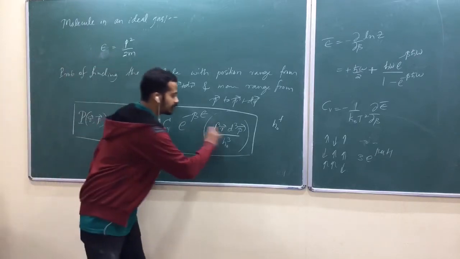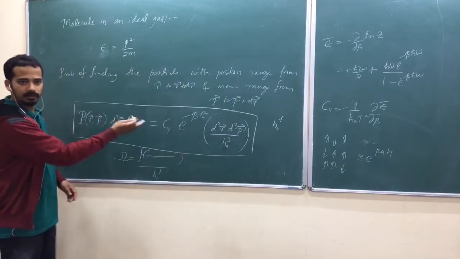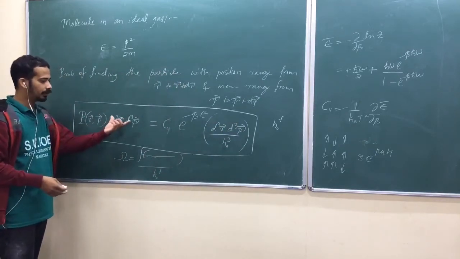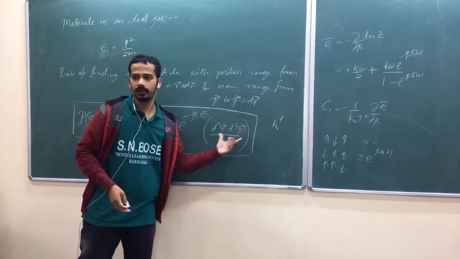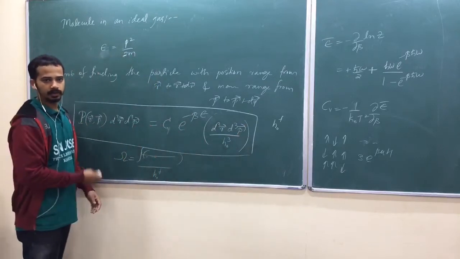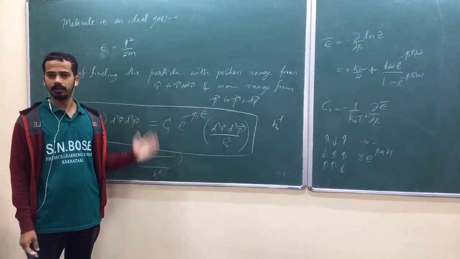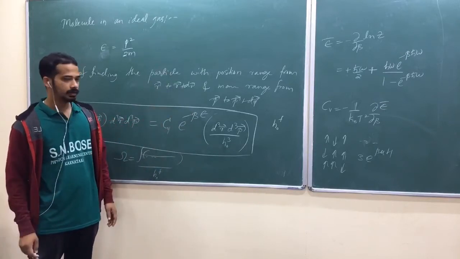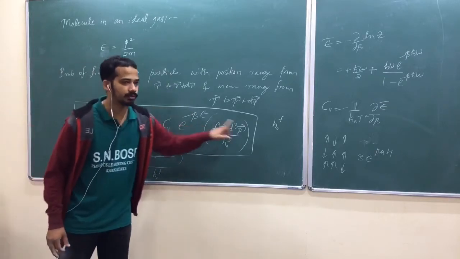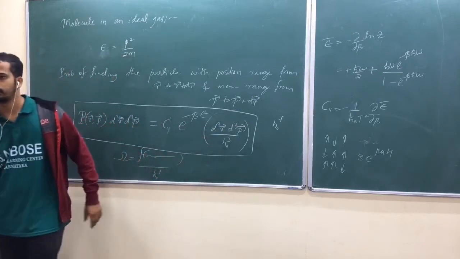And this factor is necessary. Why? You are talking about continuous distribution. If you have d cube of r, d cube of p, you should have d cube of r, d cube of p. Isn't it? Then only you can integrate and you can show total probability equal to 1. You can do any average value, isn't it? So in that sense, this factor should be there.